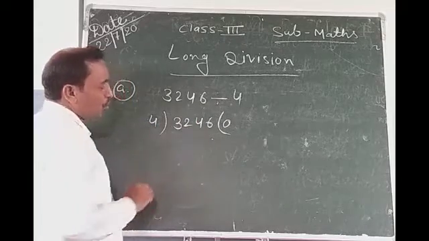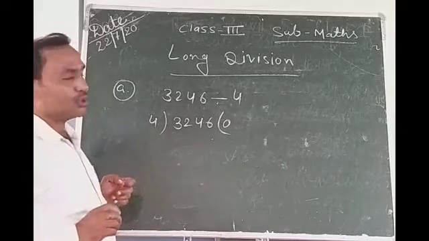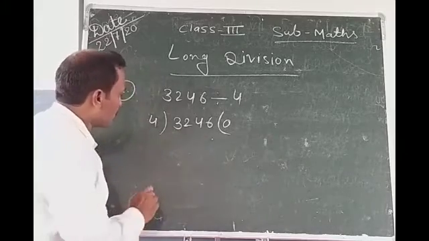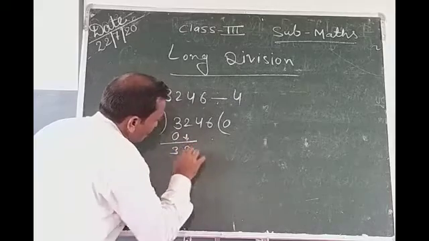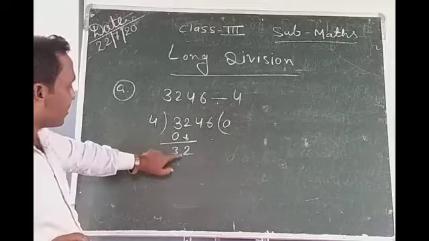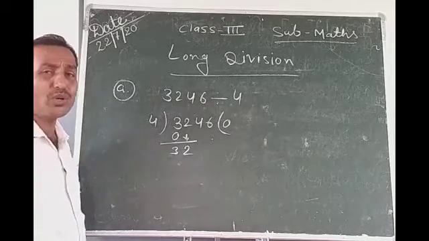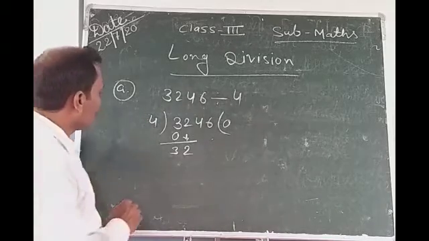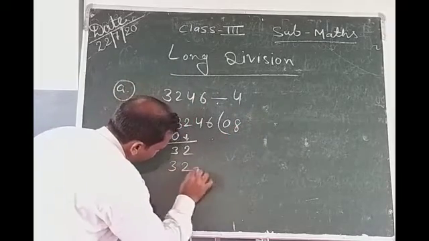Thereafter you take 2 numbers. It means 3 and 2, 32, divided by 4. So you read the table of 4. How many times is 32 coming? See here, if you put 0, then 3 is coming and 2, 32. So again you try to divide 32 by 4. How many times is 32 coming? 8 times, because when you read the table of 4, 8 times 4 is 32. So again you write 8 in the quotient place and write 32 down.